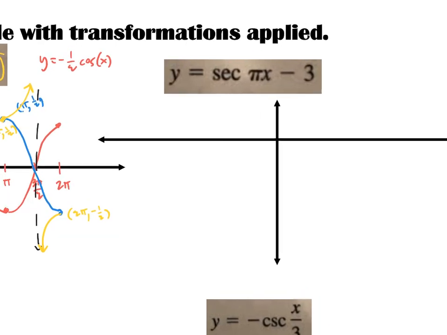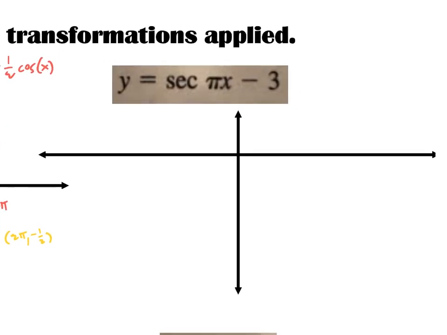Let's move over here. Secant of pi x minus 3. Okay, so I'm going to think period first. Period will be 2 pi over pi. Oops, pi. So the period is 2. This is interesting. Okay, and then I got a vertical shift down 3 units. So I'm going to draw a cosine.